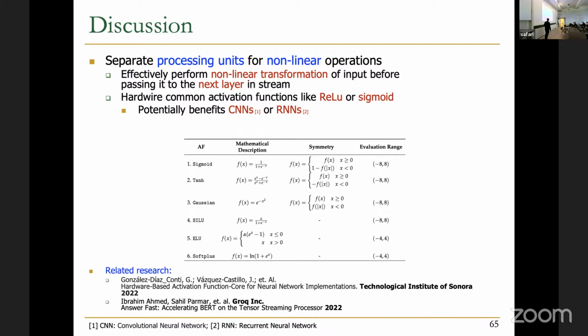You can find related research here. First of all, we have an activation function core for neural network implementations from the Technological Institute of Sonora, or Answer Fast, accelerating BERT on the Tensor Streaming Processor from 2022, which was actually published by Groq Inc. themselves, so they thought about this as well.